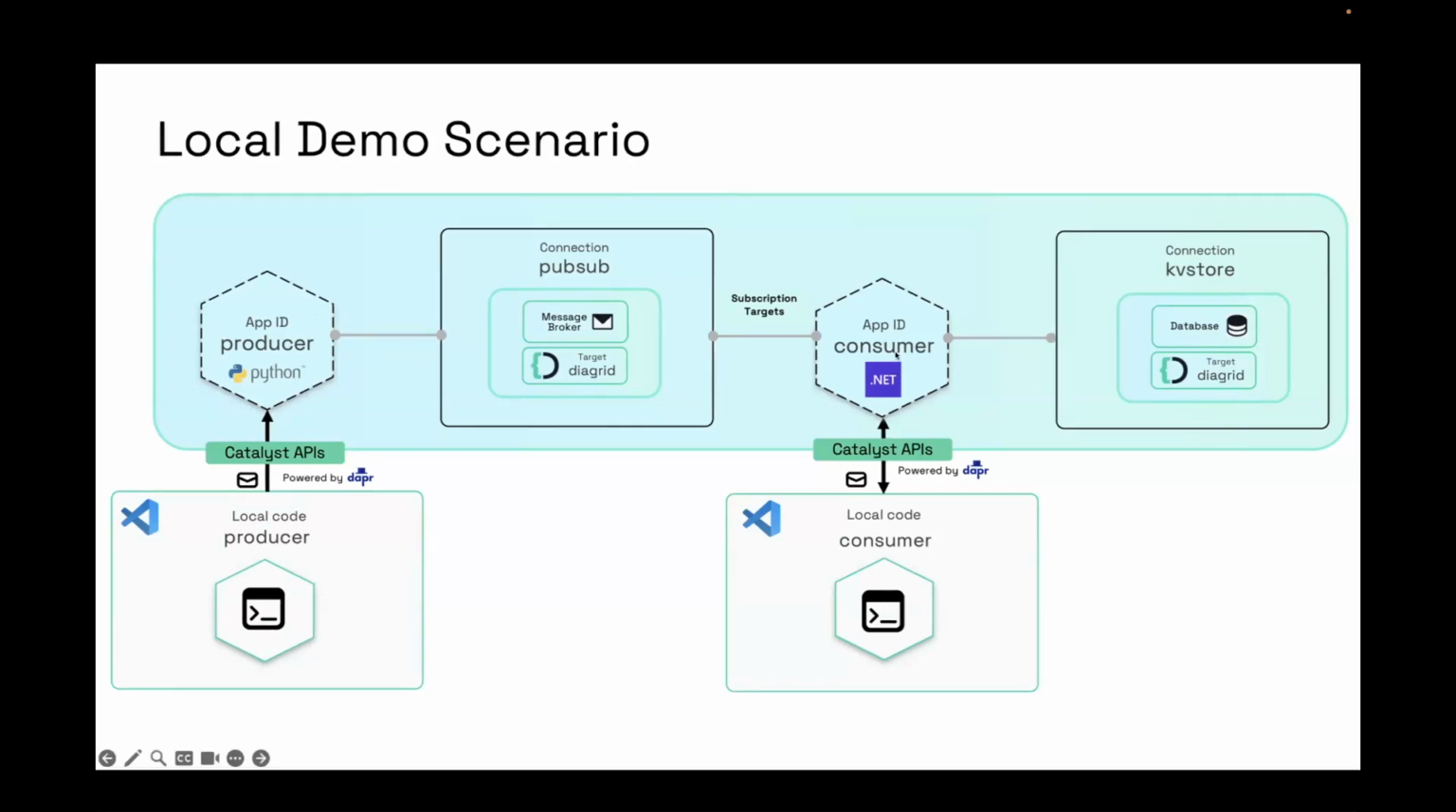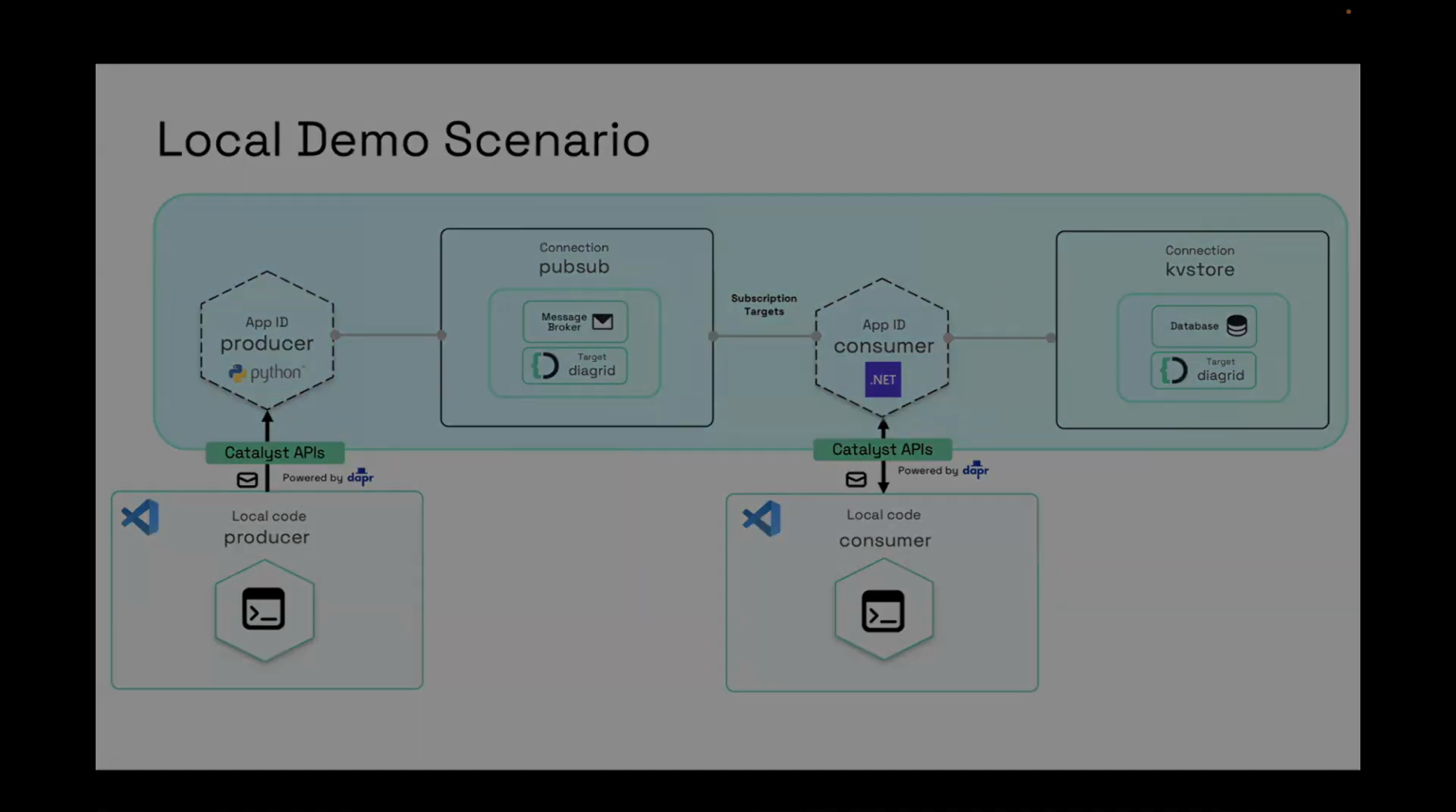And then we're going to have our app ID for the consumer. And this app ID is going to subscribe to that connection on a particular topic, and then deliver the messages to that topic to our local code running as the consumer. And then last but not least, the consumer is going to call back out to its app ID using an API token in order to store the result of that message in our key value store. So this is going to be completely using Diagrid infrastructure and local code. There's no deployment required to any cloud provider, any dependency on a particular hosting platform.